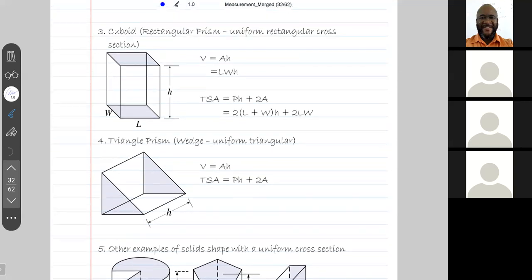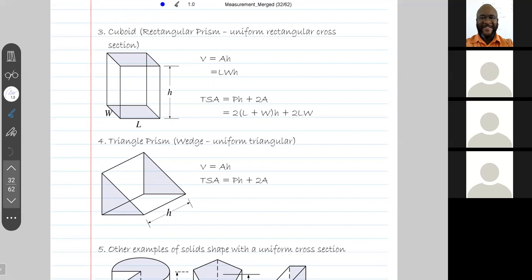Also of note, please note that the cross section and the height are always at right angles to each other. So for the cuboid, the cross section is horizontal, the height is vertical. For the wedge in our diagram, the cross section is vertical, the height is what? Horizontal. So it is the height, and another name for the height would be the length of the prism.